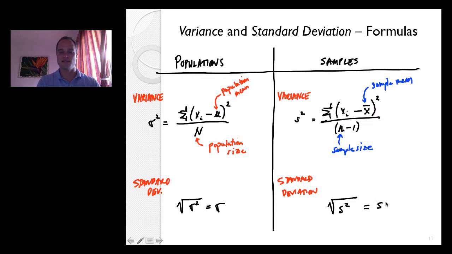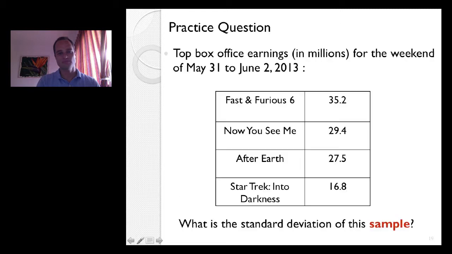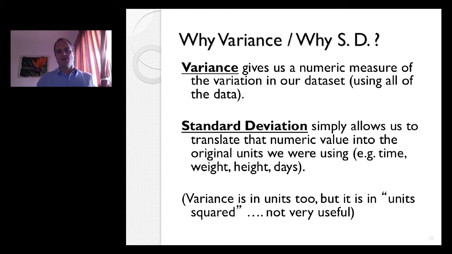And so S is the standard deviation. This would tell us the average deviation from the mean of the sample. So why variance, why standard deviation? Well, I think I've covered this. I'm going to move on. Standard deviation is in units.